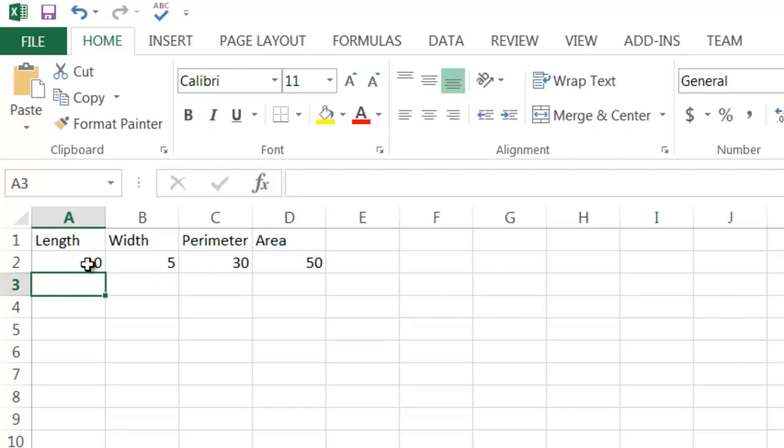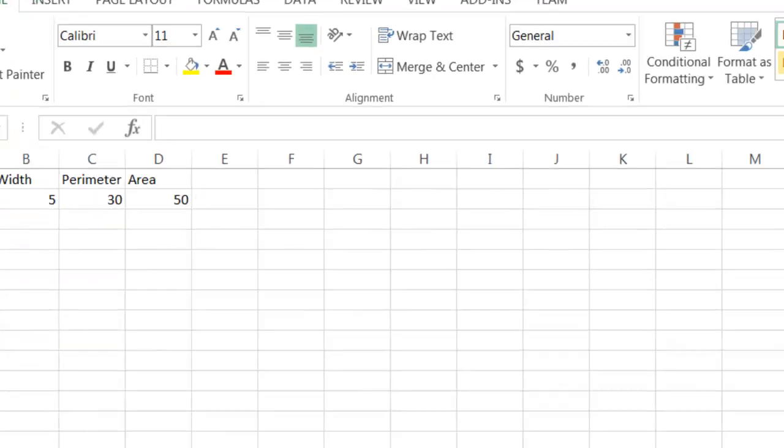There are two lengths. 10 plus 10 is 20. There are two widths. 5 plus 5 is 10. 10 plus 20 is 30. So far, so good.